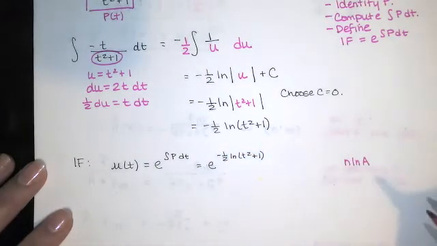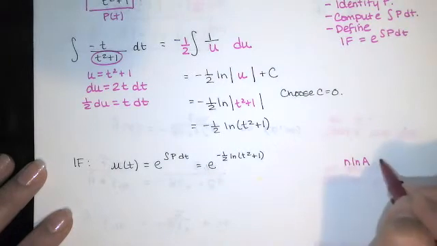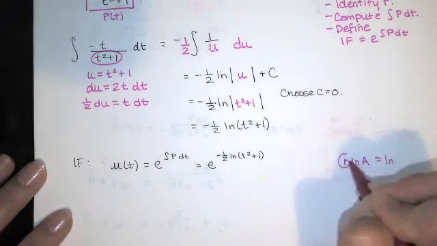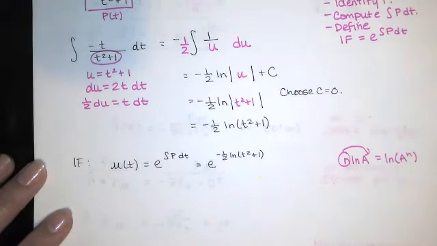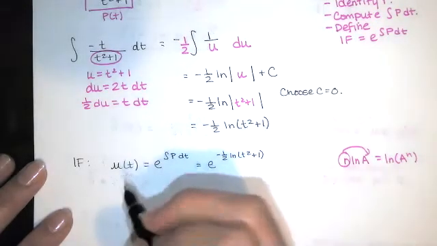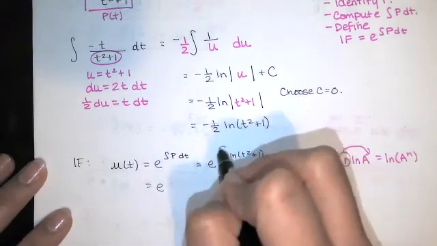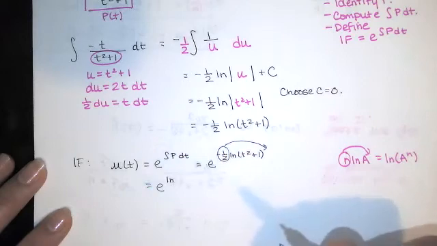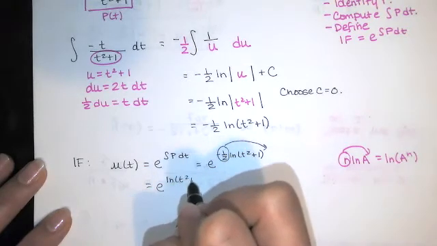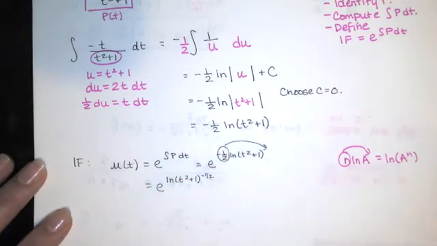You have to recall some rules from algebra in order to get rid of that -1/2. Remember this rule: if you've got a constant n in front of natural log of a, you can bring that constant inside and make that natural log of a raised to the n. That's exactly what we want to do here. We're going to bring that -1/2 inside, and this is e raised to the natural log of t squared plus 1 raised to the -1/2.